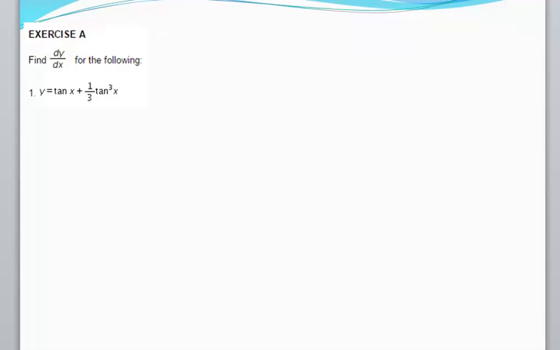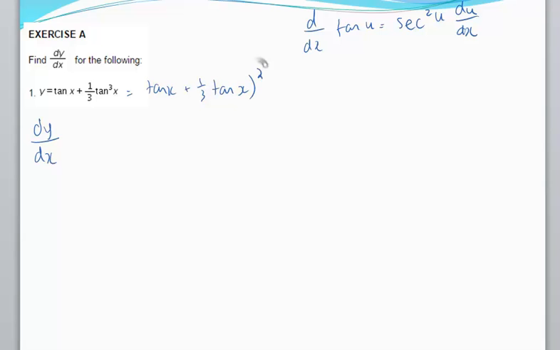So keeping on going to exercise A, working through more of these problems. So we're going to write out what we need to know up here. Our formula: d on dx of tan u is sec squared u du on dx. So we're differentiating dy on dx. We have two separate terms here, and before we start, we'll try and take this out, make it a little bit easier. We've got tan of x plus a third times tan of x cubed.